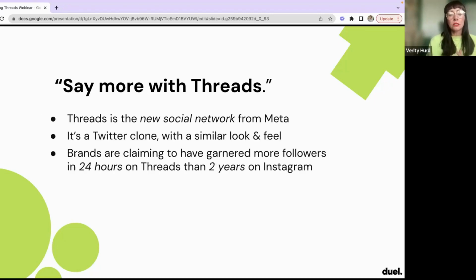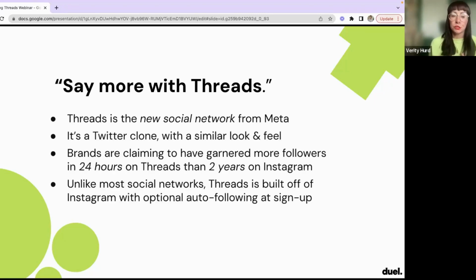So unlike most new social networks, Threads is actually built off Instagram, which means it is in fact a standalone social network with its own app, but you need Instagram to sign up for it. And the Threads sign up also includes an auto follow button. This actually allows your new Threads account to follow every account you follow on Instagram. Some have actually referred to this as the button of doom.